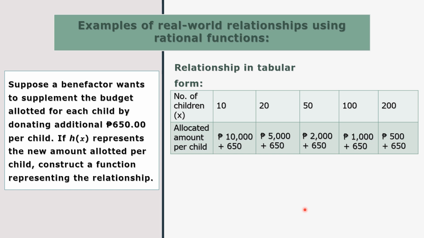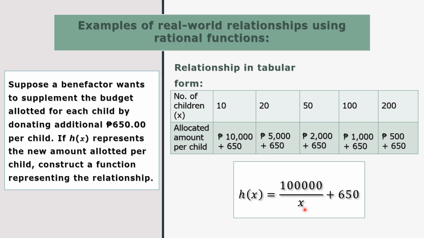Now our representation in the form of a function will be: the function h of x equals 100,000 pesos divided by x, plus 650.